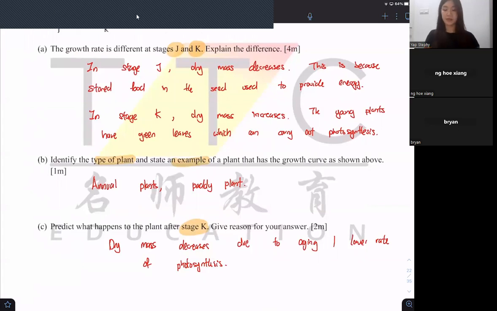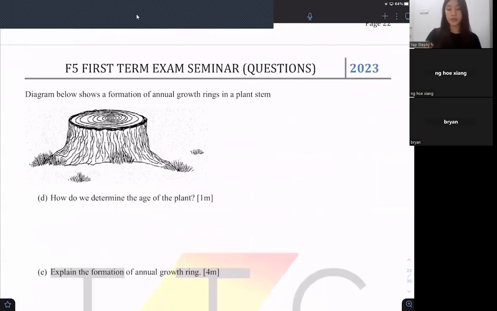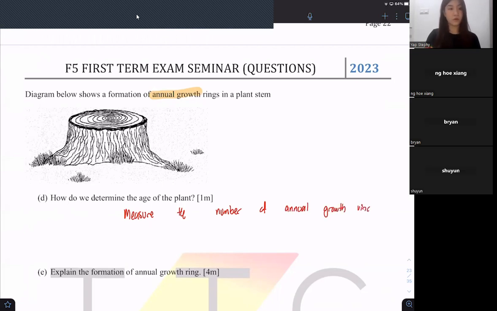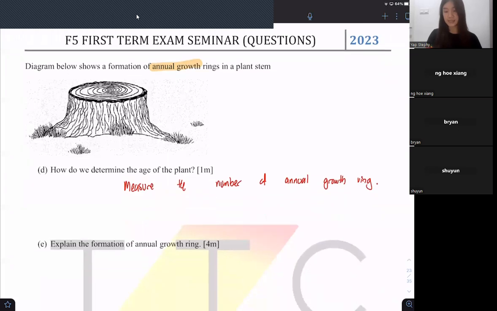Okay, yeah, for the next. Diagram below show a formation of an annual growth ring in a plant stem. How do we determine the age of a plant? Yeah, measuring for the number. Okay, count, you got like how many dark and how many light. Okay, like one dark and one light is for 1 year. Okay, so measure the number of annual growth ring. Yeah, like this.